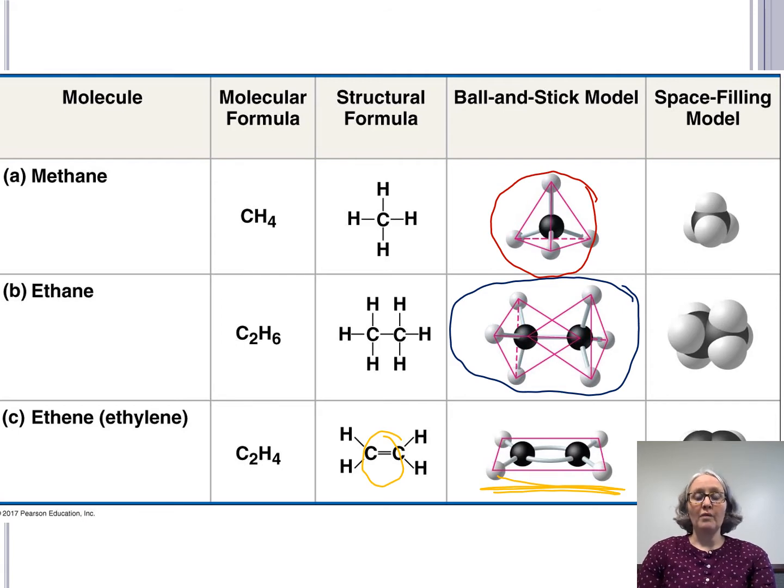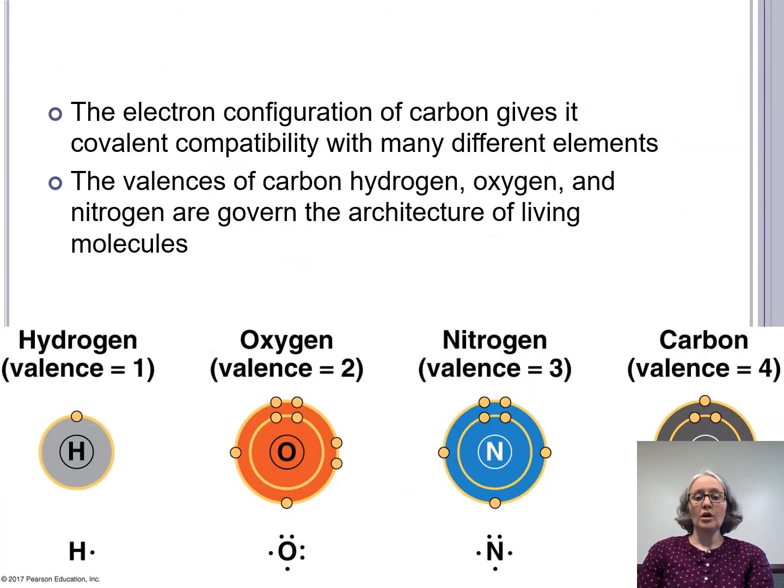Please do not worry about memorizing these different molecules and having to memorize these names. These are just being used as examples, so you do not need to draw ethane on an exam or something like that. Because carbon has that valence of 4, it's going to be compatible with different elements.